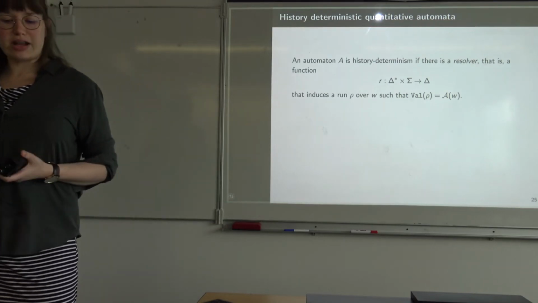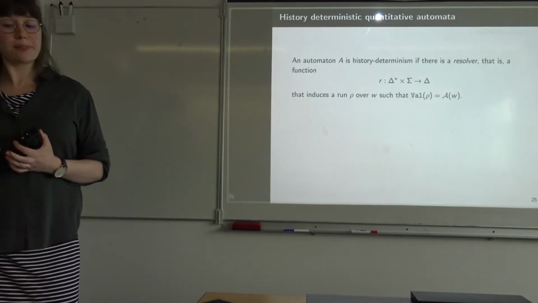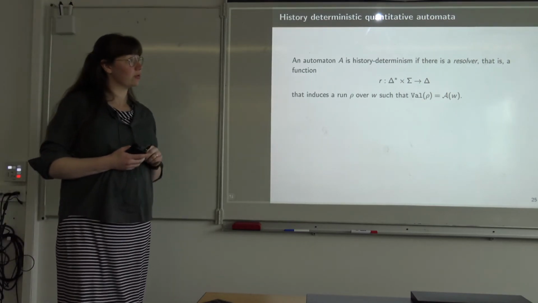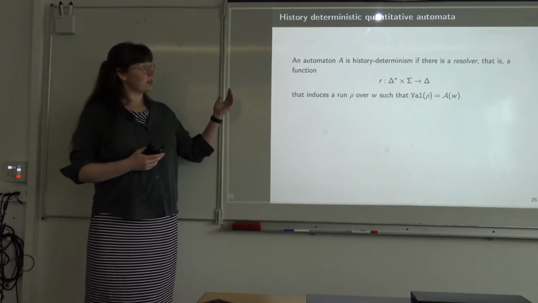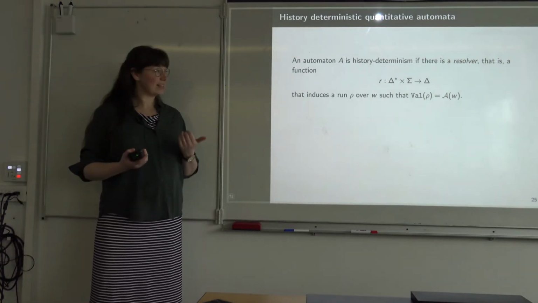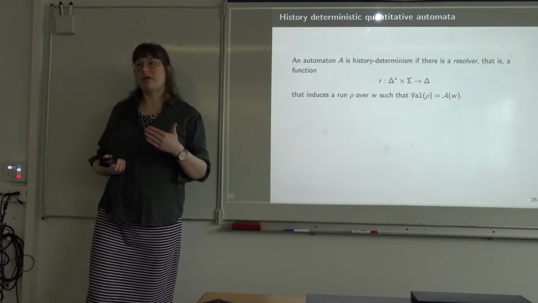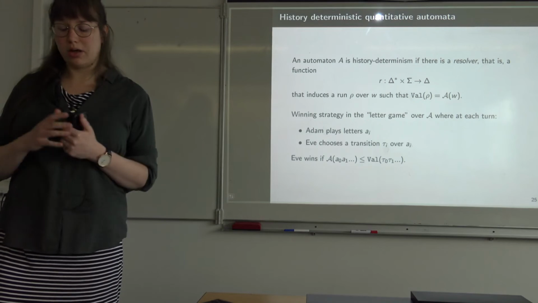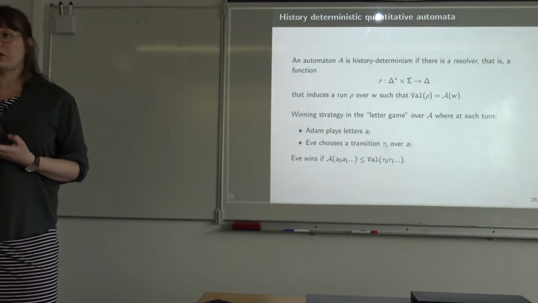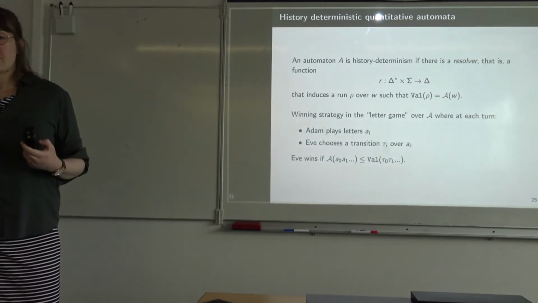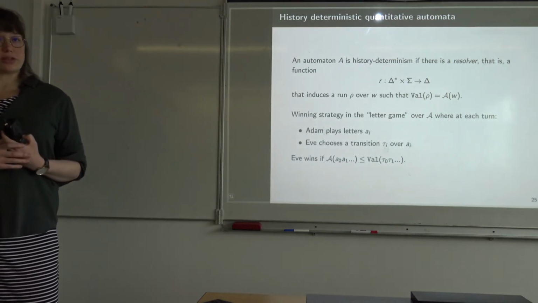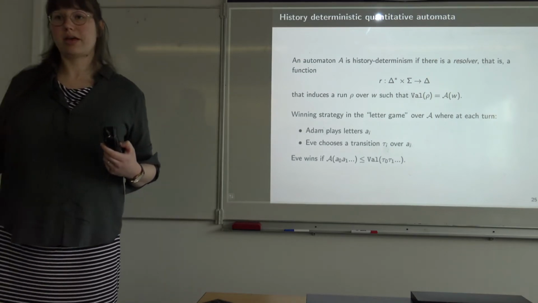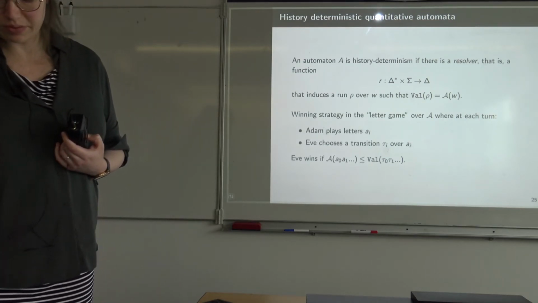And we can generalize our definition of history determinism very naturally to this quantitative setting. So we again require there to be a resolver, which this time, instead of inducing an accepting run, should induce a run that has the value of the word. As before, a resolver corresponds to a winning strategy in this game where Adam plays letters, Eve responds with transitions, and this time Eve has to build a run that is optimal, that captures the value of the word from the automaton.